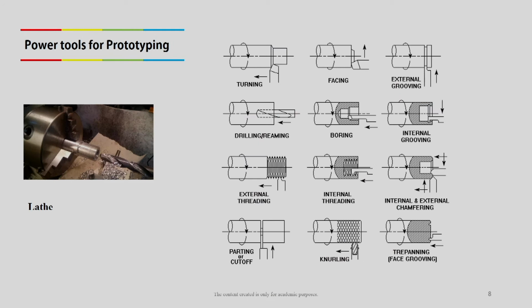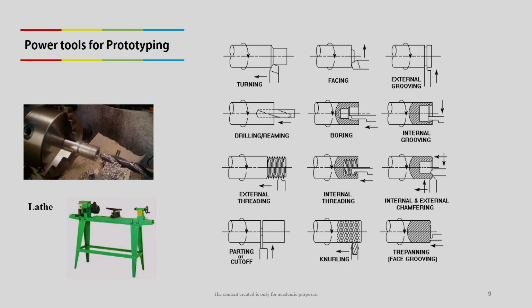Now, I will be discussing about power tools which are stationary for prototyping. First one is lathe. In lathe machine, you can do this kind of operations like turning, facing, external grooving, drilling, boring, internal grooving, external threading, internal and external chamfering, parting, knurling, and so here I should mention that wood lathe is slightly different from metal lathe.